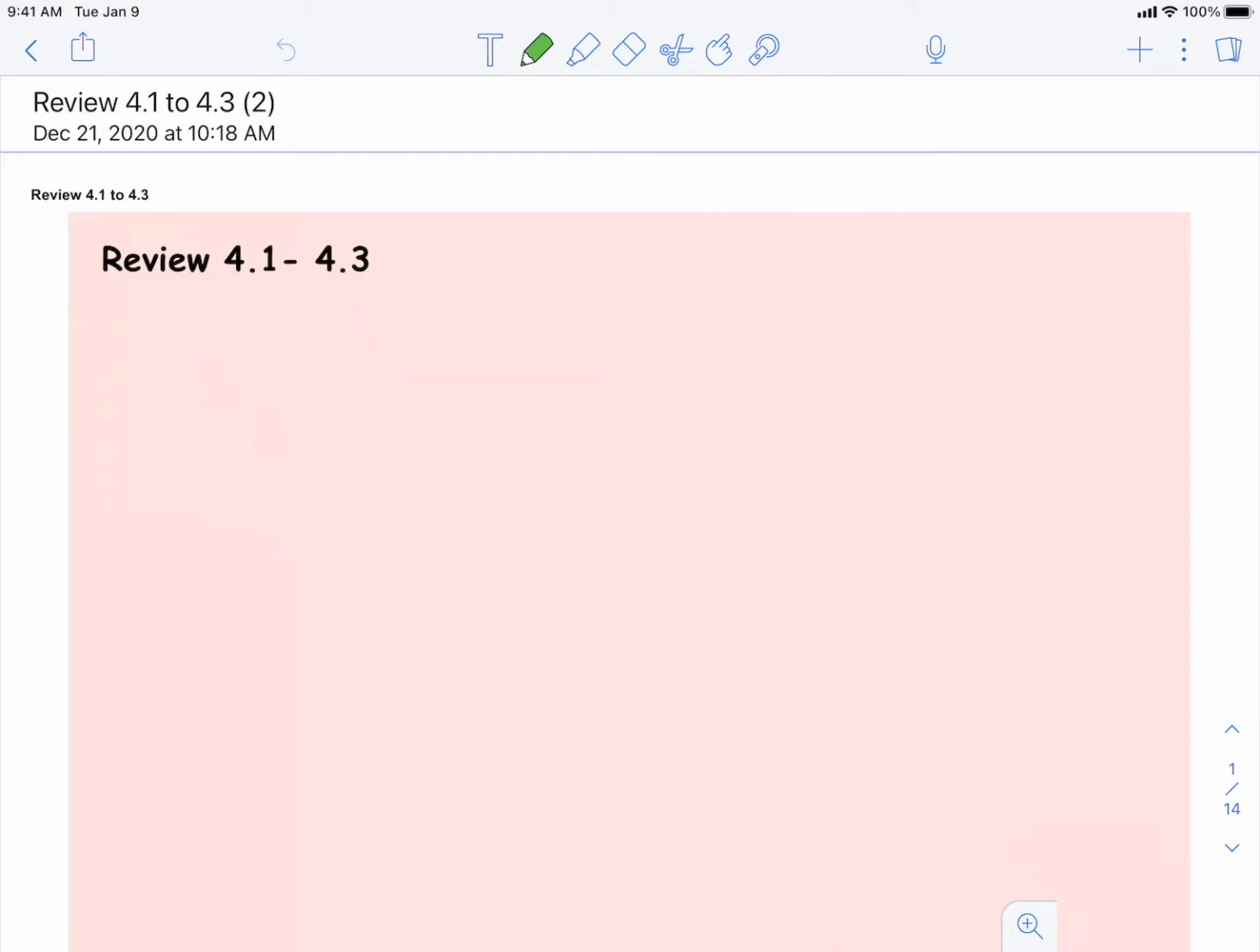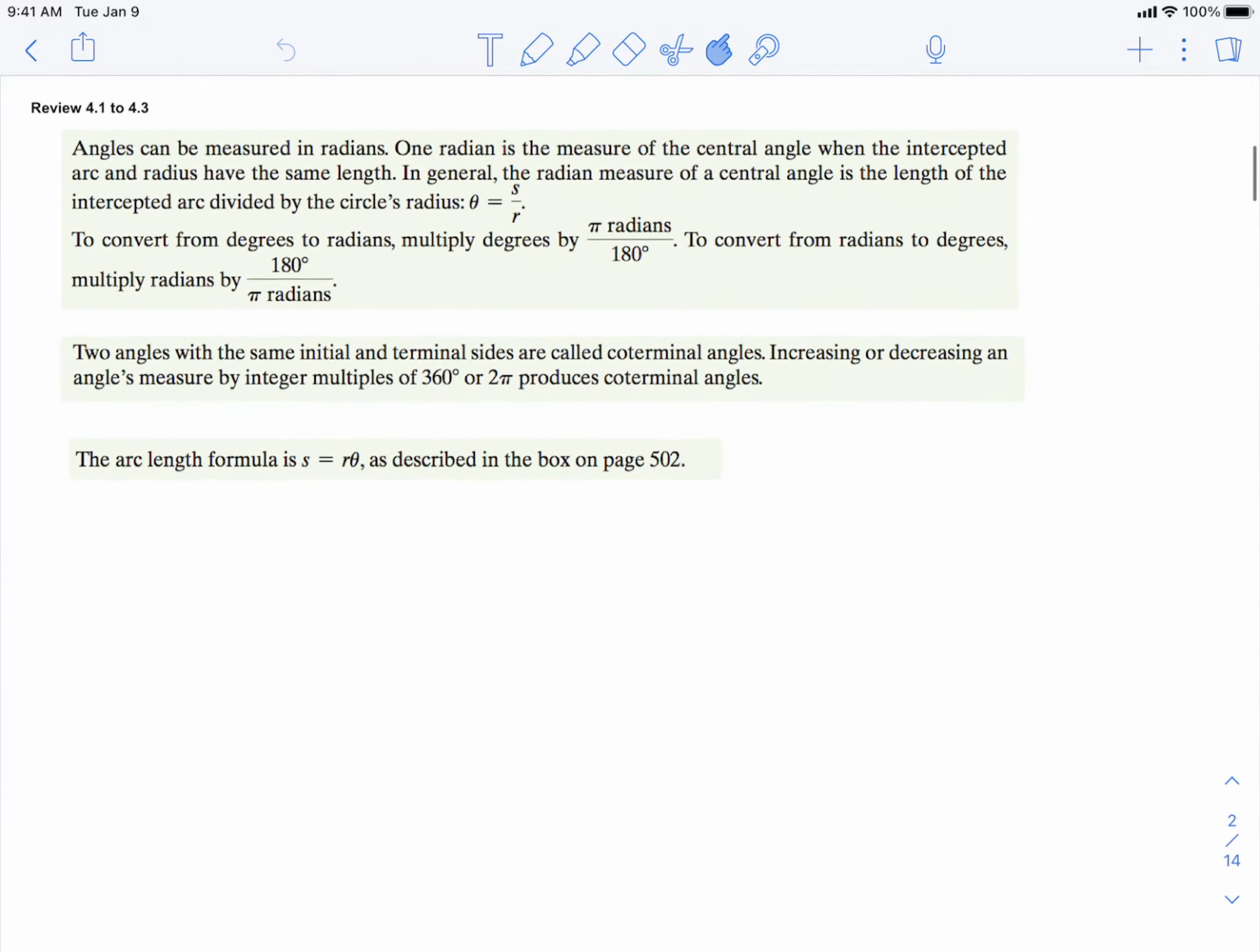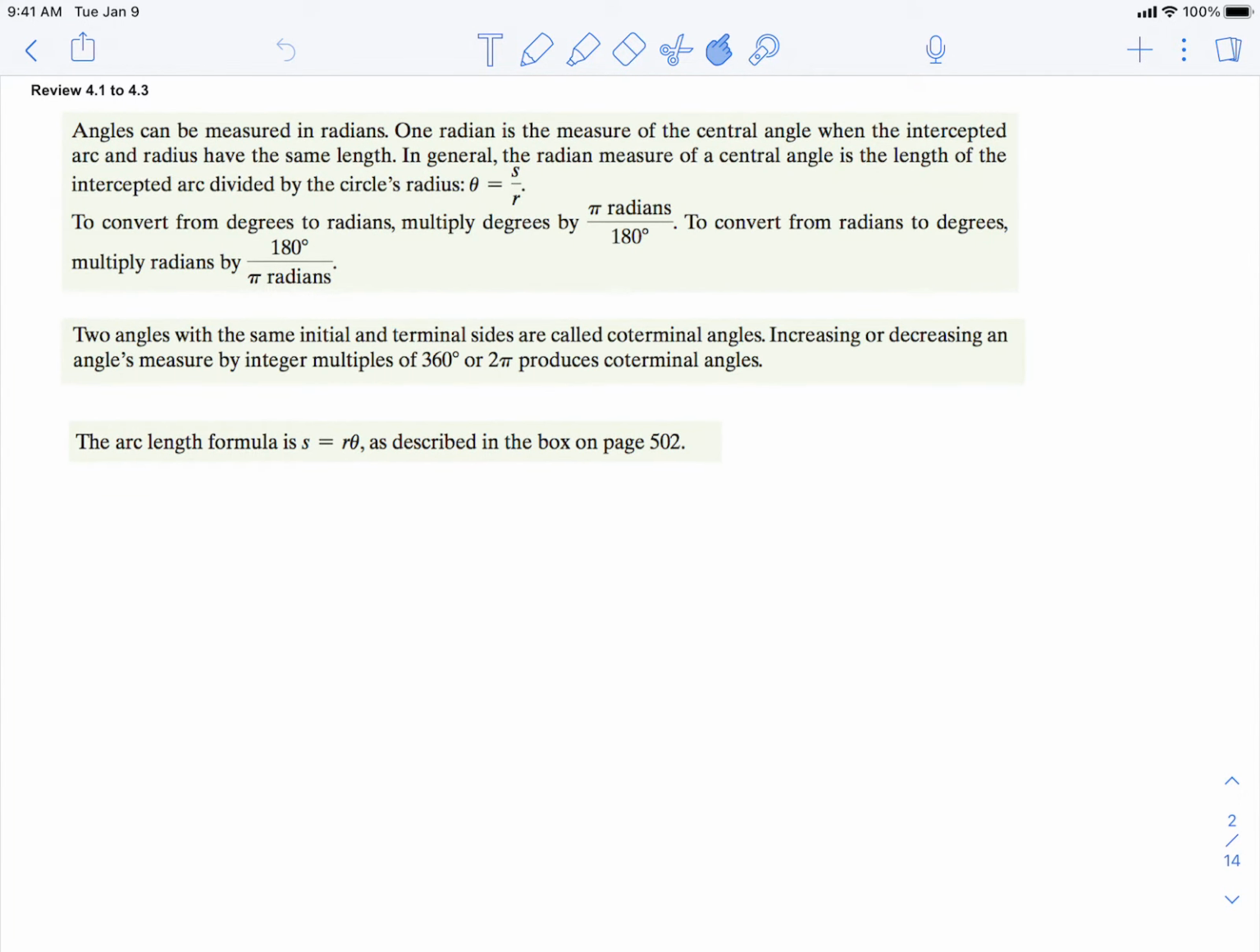All right, so you should have this pink review downloaded. This will take us about a half an hour. And then after this, we will do the question and answer time from Friday's assignment. So on the review, I put some green boxes together.